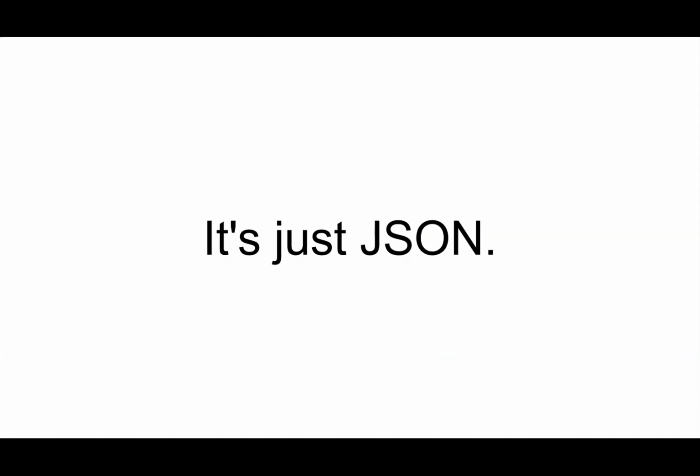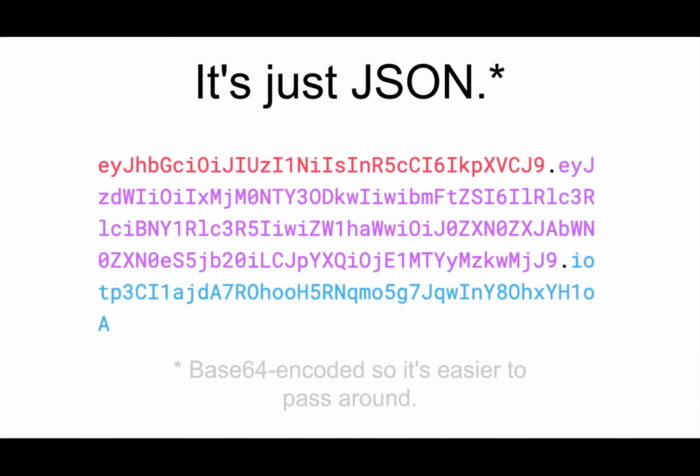It's basically just JSON. But the first asterisk here is that this JSON typically does not look like JSON, because we tend to base64 encode these tokens to make them easier to pass around. It just so happens that it tends to be easier to pass around a string between all sorts of different servers and clients than it is to pass around JSON data. So we tend to base64 these values.